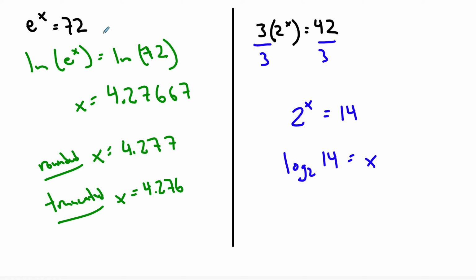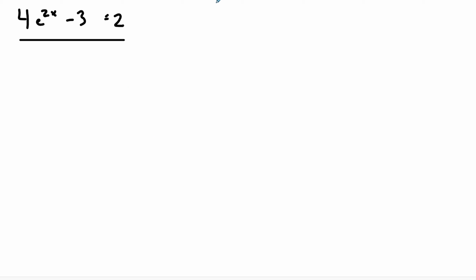So that is basically what you could do. So log base 2 of 14 ends up being, what does it end up being? My preference is to truncate, so I'm going to write 1.829 and be done with it. Okay? All right.